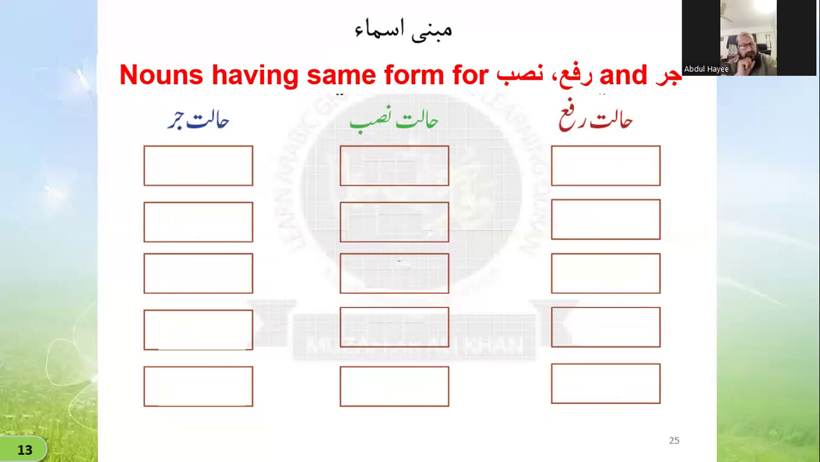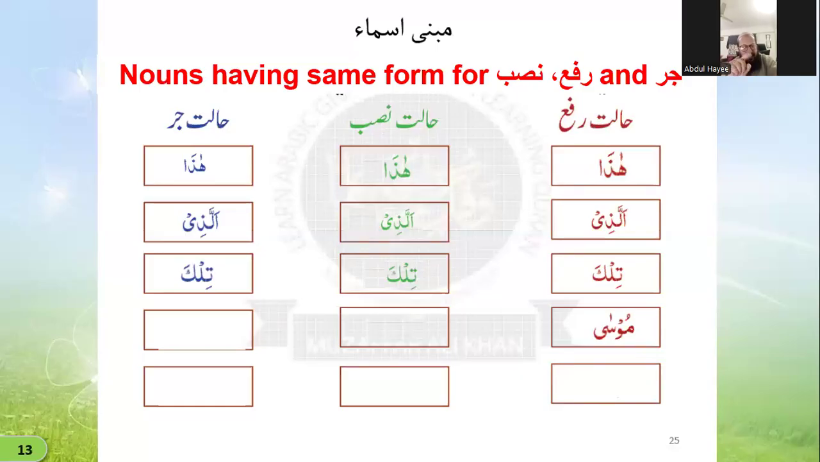Then there are the asma which have only one form, monocot. Just like haza in raf, haza again in nasb, haza again in jar. Same in all the three states. Allazi, Allazi, Allazi. Tilka, Tilka, Tilka. Musa, Musa, Musa. Isa, Isa, Isa. They have only one form. Either it's raf, nasb, or jar, they come the same.